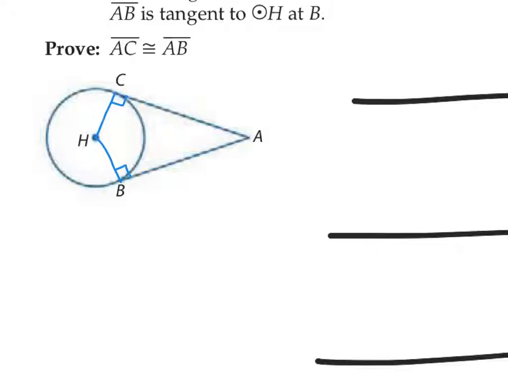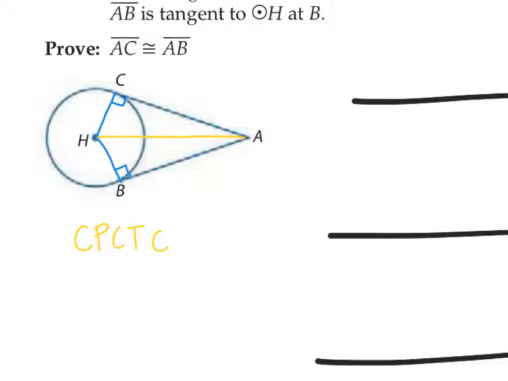Watch what I'm going to do next. I'm going to add an extra line right here in the middle. And now we have two triangles. We have two right triangles. So if we're trying to prove that AC is congruent to AB, I could prove that the triangles are congruent to each other. And if the two triangles are congruent to each other, then eventually I could use CPCTC, which says the corresponding parts of congruent triangles are congruent.